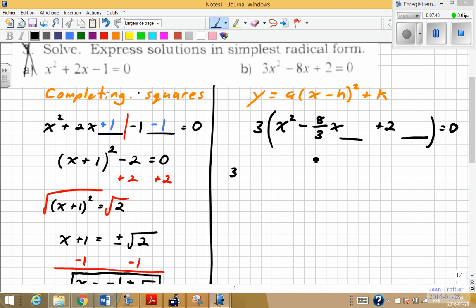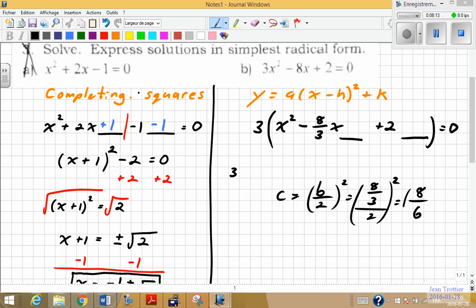So what needs to go in here? Like we saw before, the value of c equals b over 2 squared. So b is 8/3. We divide it by 2, squared. So this becomes 8/6, because 8/6 is half the size of 8/3. Now we can reduce this a little bit. We can divide it up and down by 2, so that will give us 4/3. And we haven't squared it yet. So 4/3 squared becomes 16/9. So here we're adding 16/9.